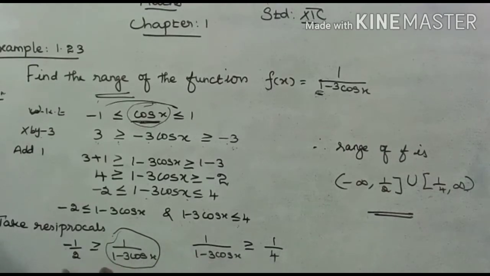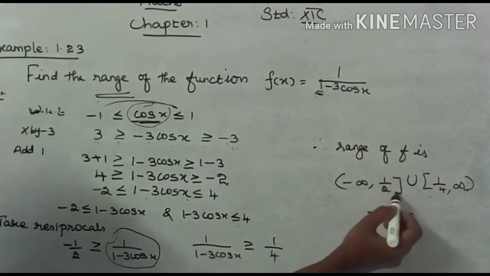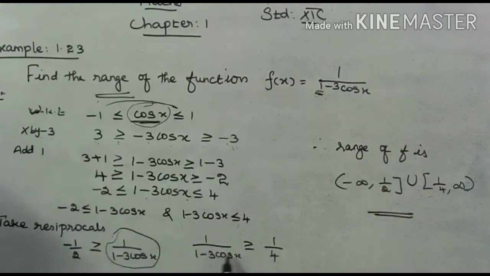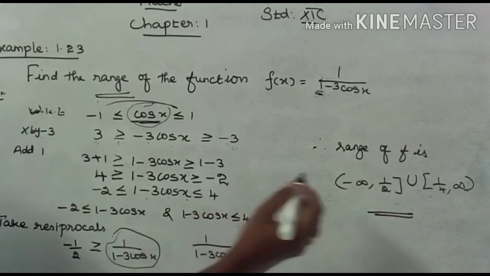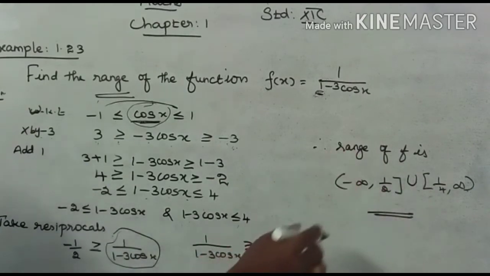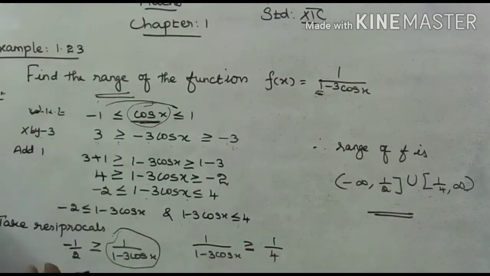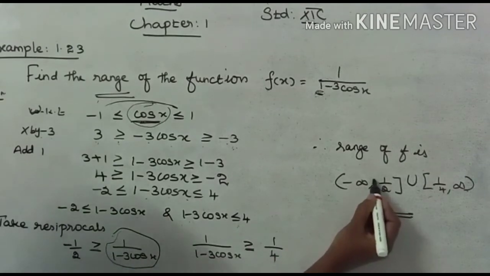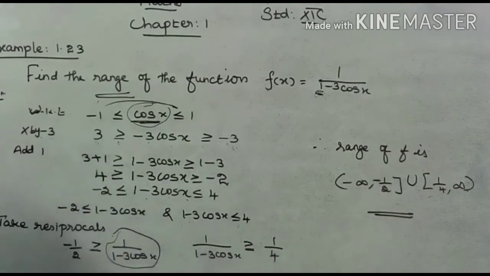Okay, so the smaller part is minus infinity to minus 1 by 2. Equal is given, so this minus 1 by 2 is also included, so I will write a closed bracket here. This one is greater than 1 by 4, but 1 by 4 is also included, since equal is given, so write a closed bracket here. So the range of f is minus infinity comma minus 1 by 2 union 1 by 4 comma infinity. This is the answer for this function.